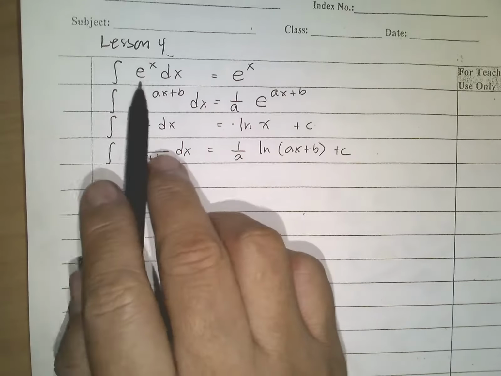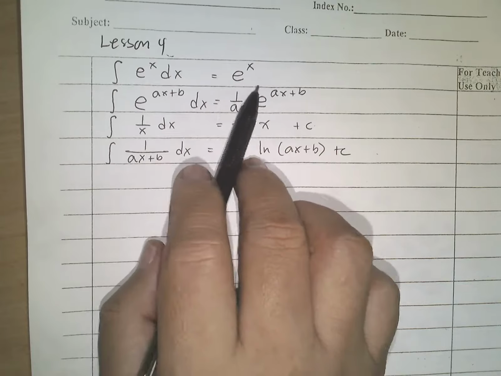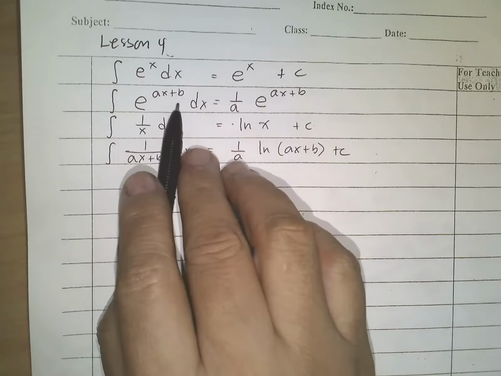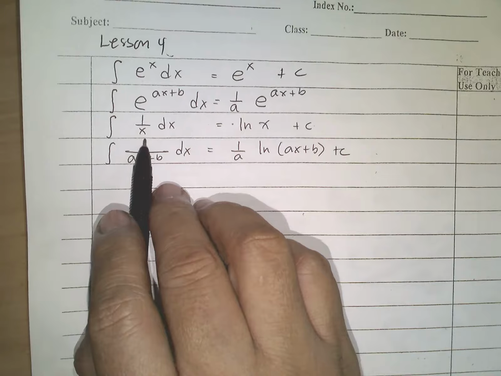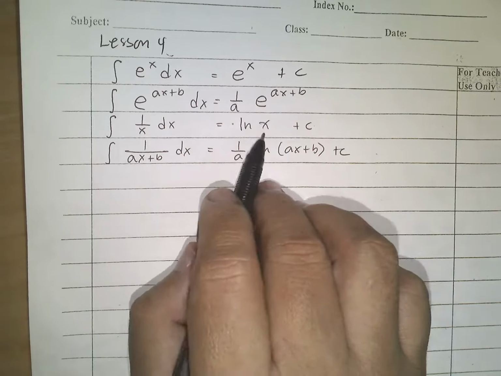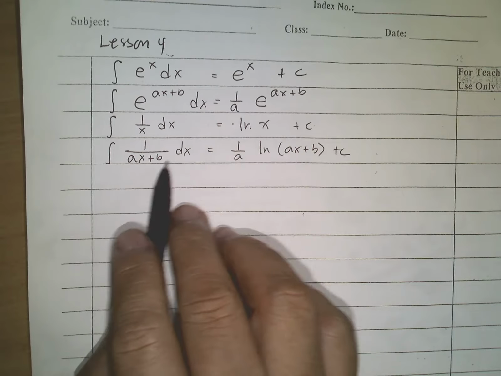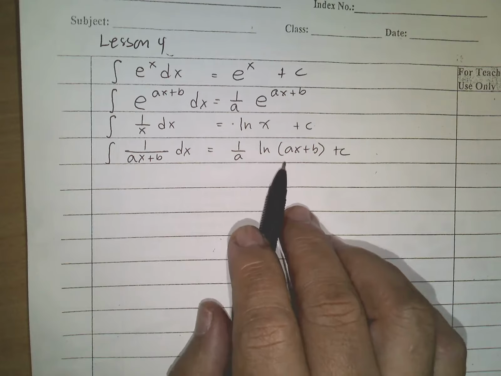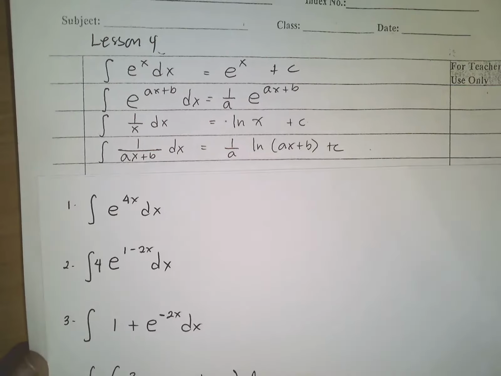So we're going to use the following formulas. The integral of e to the x dx equals e to the x plus c. The integral of e to the ax plus b dx equals 1 over a e to the ax plus b. The integral of 1 over x dx is natural logarithm of x plus c. And the integral of 1 over ax plus b dx equals 1 over a times the natural logarithm of ax plus b. So let's try to look at the following examples.